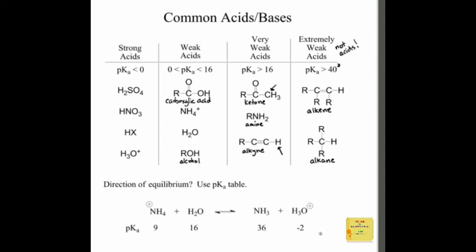Okay, and one last example. Let's see if we were to ask about the direction of an equilibrium. Let's say we were given a pKa table and we looked at the following equilibrium, and when we looked in the pKa table, it turns out we were able to find a pKa value for every one of these species. Well, we know that the equilibrium lies in the direction of the weaker acid-base pair. But how do we use this information to decide who the weakest is?